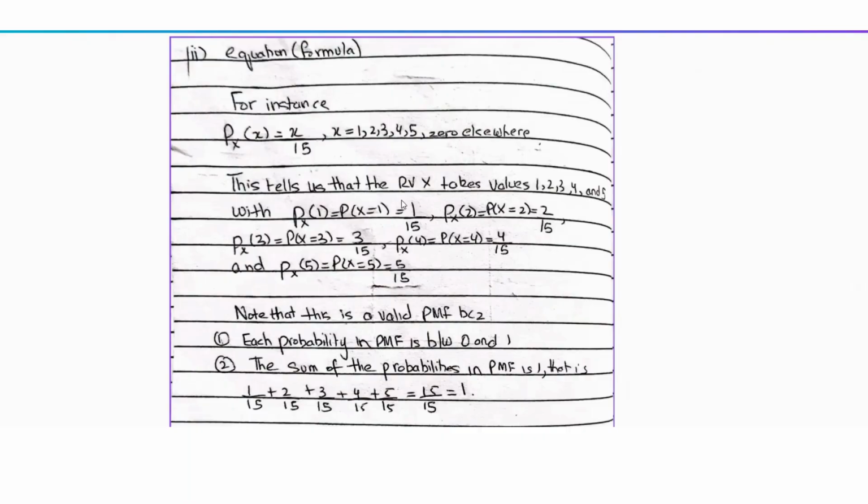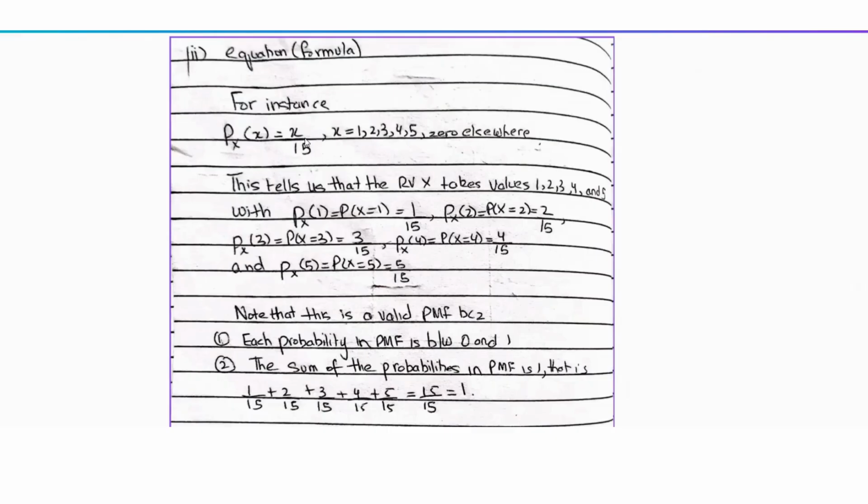elsewhere. So this tells us that the random variable takes values 1, 2, 3, 4, and 5, with P_X(1), the probability X is equal to 1, being 1 by 15. Because this formula tells us that the probability that capital X is equal to the value small x is x by 15. So if x is equal to 1, the probability that capital X takes the value 1 is just 1 by 15. If x is equal to 2, the probability the random variable X takes the value 2 is 2 by 15. If x is 3, the probability is 3 by 15. Similarly, the probability the random variable X takes the value 4 is 4 by 15. The probability it takes the value 5 is 5 by 15.